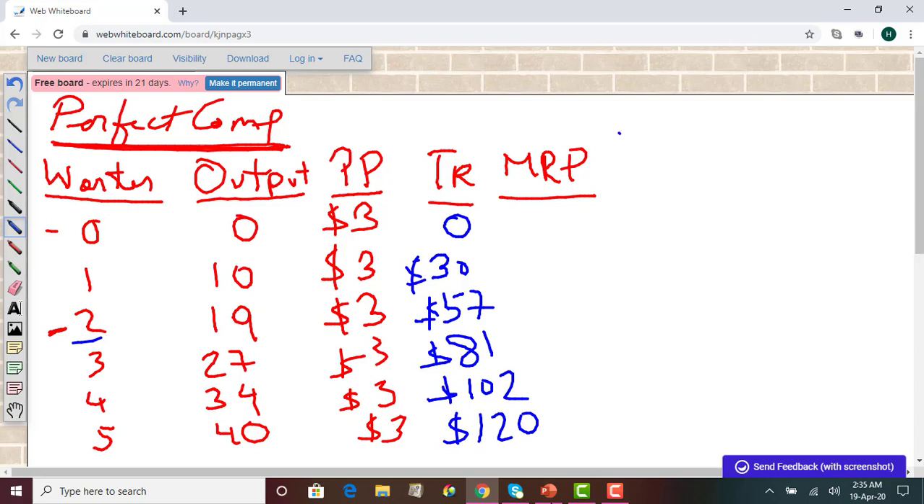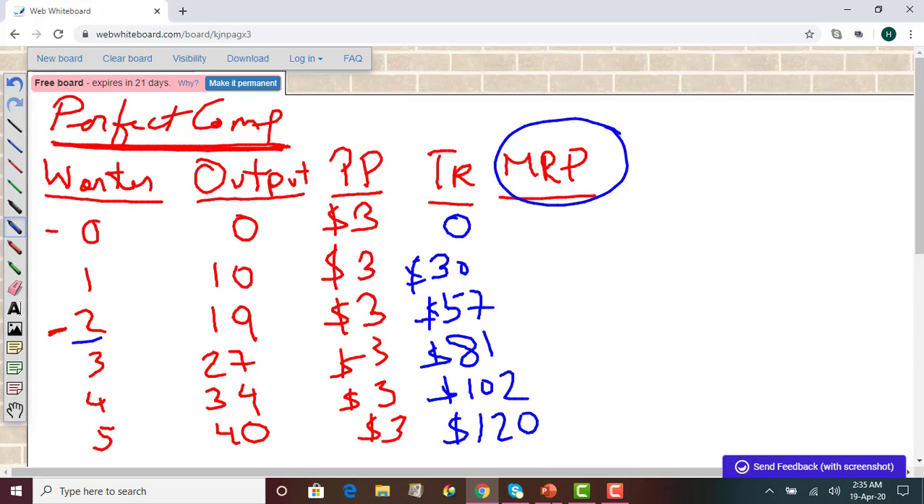We will have to look at the marginal revenue product and see what is the best place we should operate. Should we hire 1 labor? Should we hire 2 labor? Should we hire 3 labor? So we have to determine that.